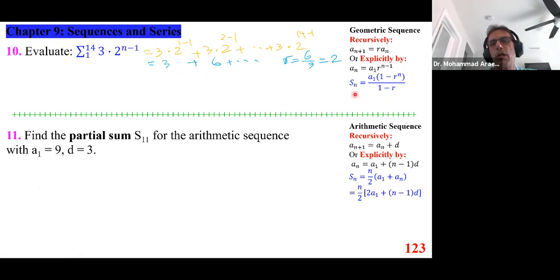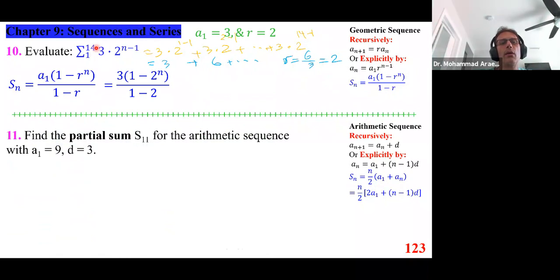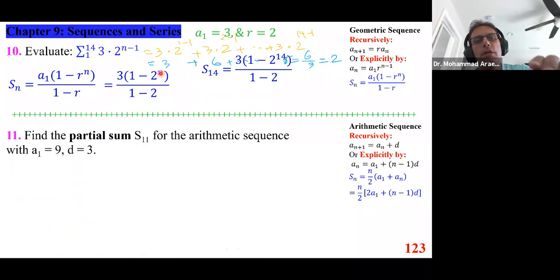So in this formula, replace the a sub 1 with 3, replace the r with 6 over 3, which is 2, and replace the n with the upper limit 14. We are replacing the n with 14. Let me erase this part so you can see that.